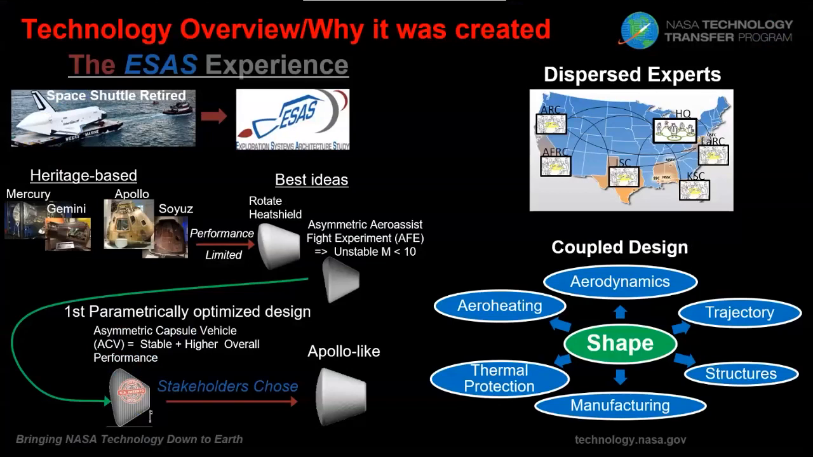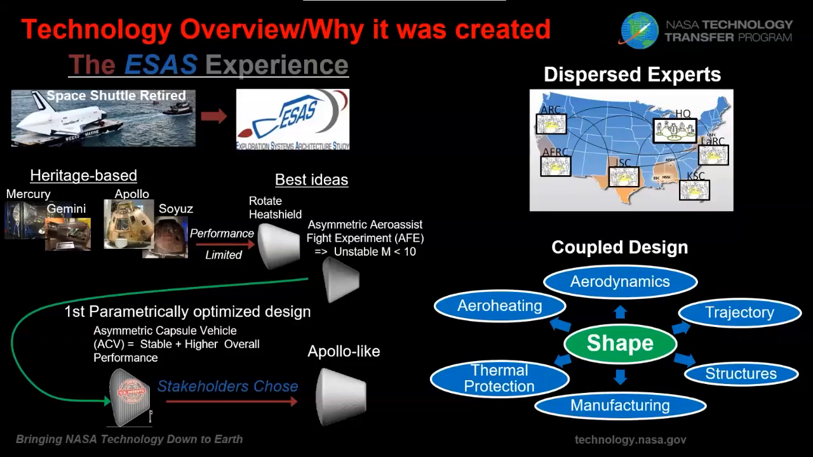And because of this, a team was formed to explore this, which led to experts providing their ideas as far as other concepts that could be explored. And what we found is as we evaluated some of these ideas, there were some stability issues, that even though they performed better in certain areas, they had some other deficiencies. And so we started locally at Ames looking at an asymmetric capsule vehicle, which we did parametric studies on. And we came up with a concept that performed well and avoided some of the stability issues.